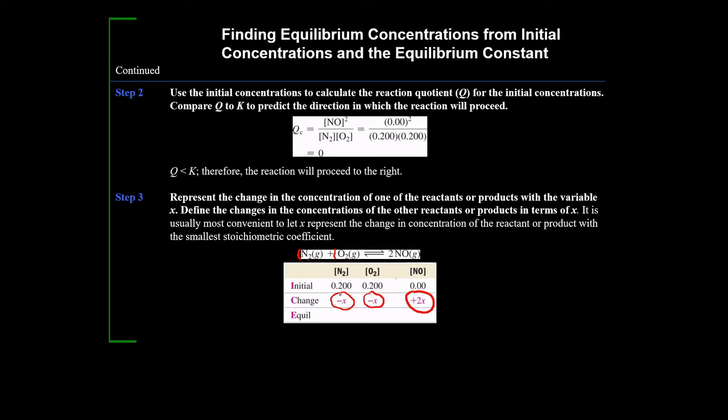If we said N2 is decreasing by x, and O2 is decreasing by y, and NO is increasing by z, it's impossible to solve that equation. You can't solve for 3 unknowns with a single equation. Now, if we had 3 equations, then we could, but that would be a ton of algebra, and I don't want to do that. If we only have a single equation, we can only solve for a single unknown. And so because we are able to put all 3 of these unknowns in terms of just a single value, in terms of just x, that allows us to solve it.